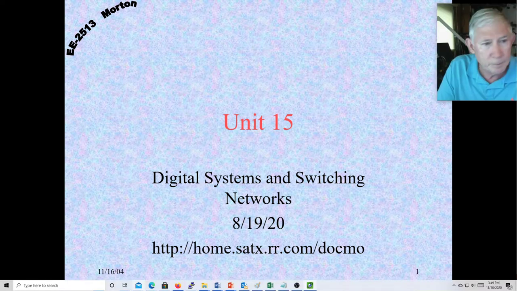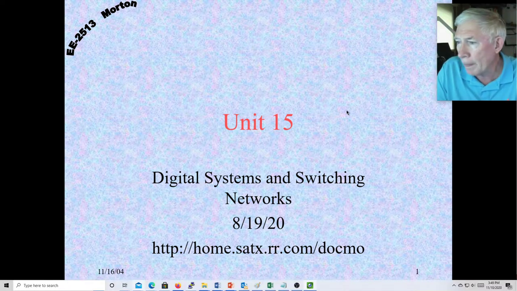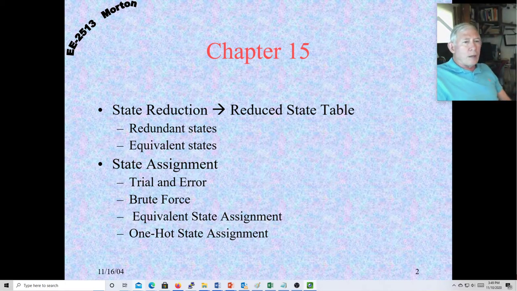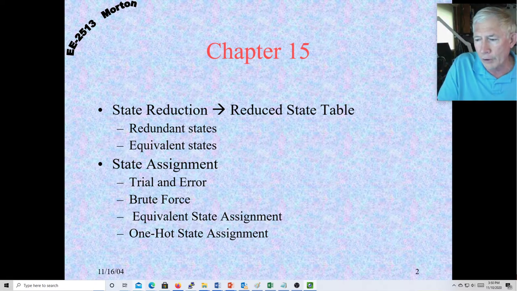All right, so I'm going to talk about Unit 15. We're going to talk about two things: how to reduce state tables, and state assignment. A state assignment is where we code the state with flip-flops. There are a number of ways to do this. Let's say you have eight states, and you're going to use three flip-flops to encode them. There are a very large number of ways you can do that that are considered non-equivalent.